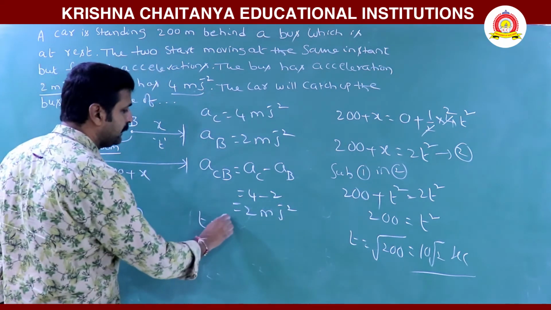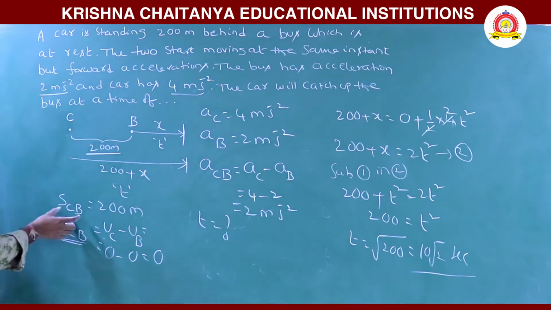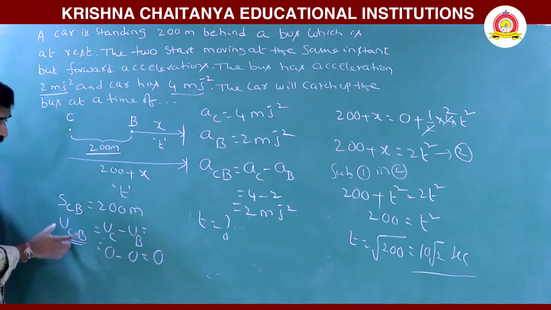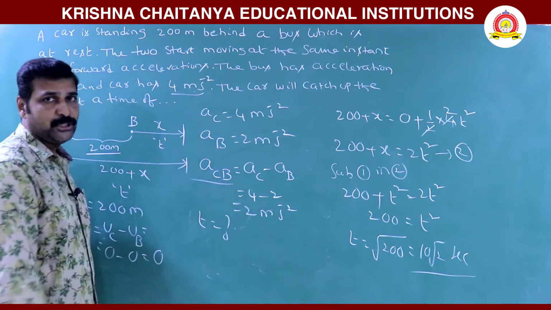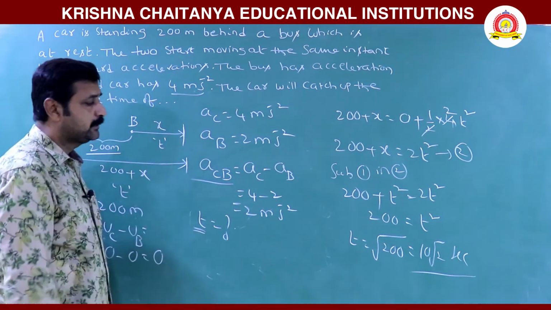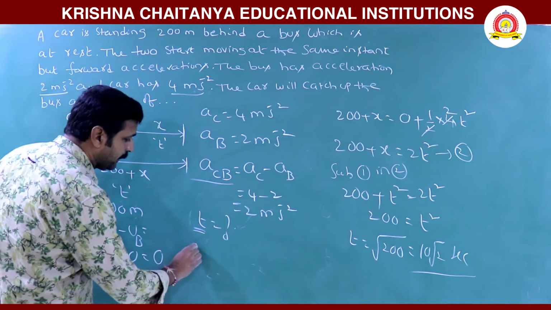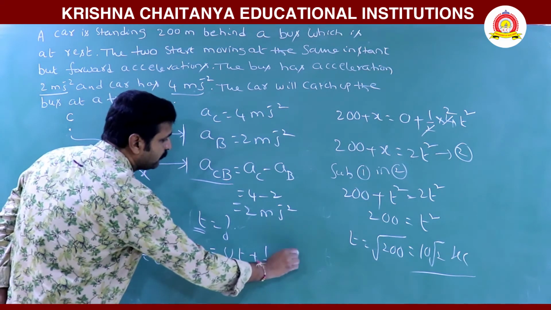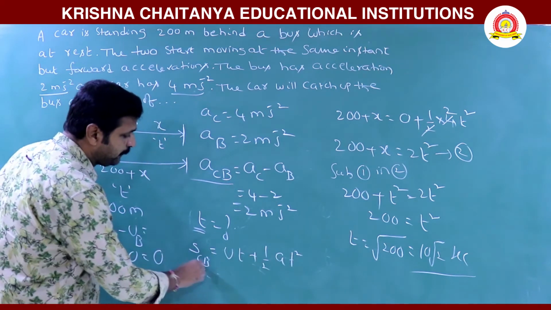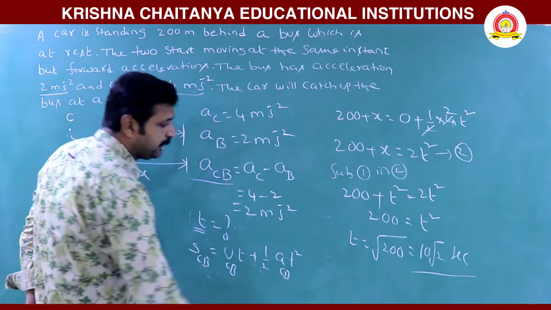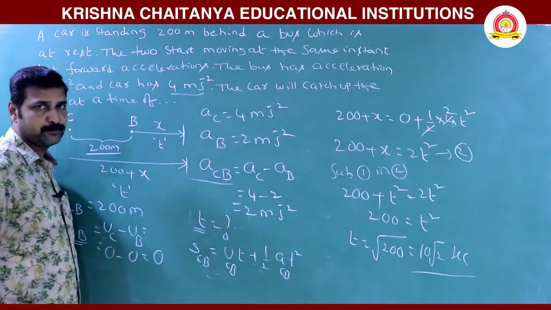Now you have to find time. So here is just the data we wrote: relative displacement of the car with respect to the bus, relative initial velocity of the car with respect to the bus, relative acceleration of the car with respect to the bus, and we have to find the time when the car overtakes the bus. Now we will write using S is equal to ut plus half at squared. Simply one expression is enough.